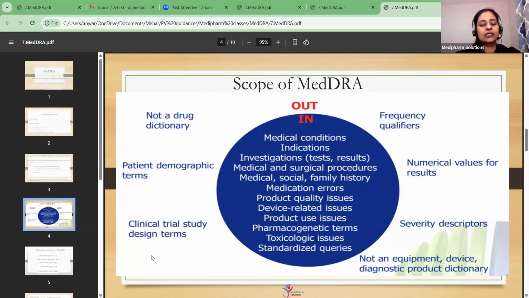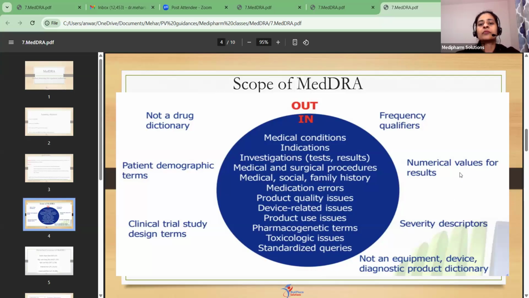And then clinical trial study design. Study design would be whether it is an open label study, blinded study, double blinded study, what kind of study it is. So we are not coding all these terminologies like clinical trial study design with MedDRA. Any frequency qualifier, like the patient is taking this drug twice daily, once daily, or something like that. Frequency we are not coding with MedDRA.